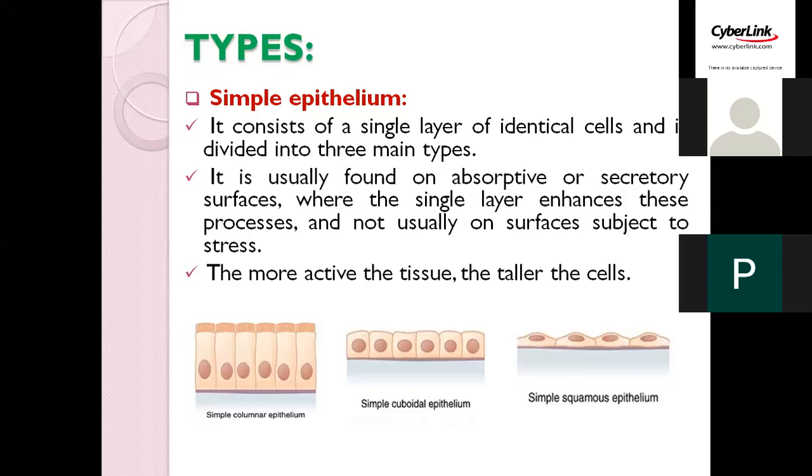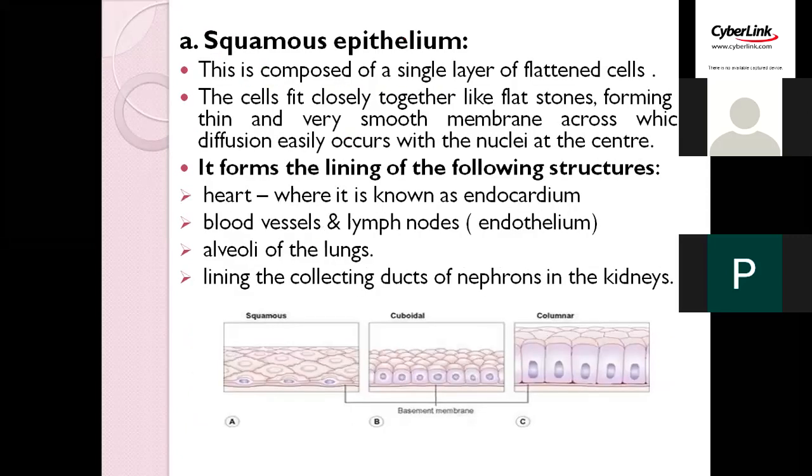If the cells are columnar, that means we'll have a layer of columnar cells. If they are cuboidal, we'll have a layer of cuboidal cells. And the more active, the taller the cells will be. So we'll see the divisions one by one. The first one is called the squamous epithelium.